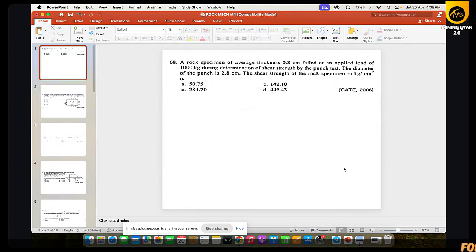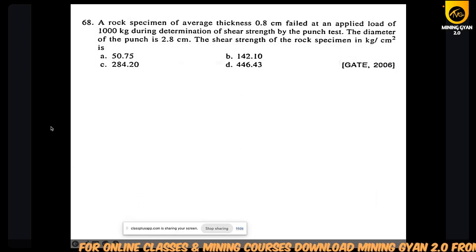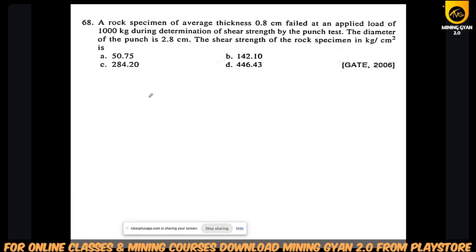Okay, question number 68. Try to solve this question. We have discussed this question also, and we have seen the formula also. Try this question 68. You have 30 seconds to solve this question. Okay. So 68. Try this question. I told you, so now I will give you the way how we will solve this question.